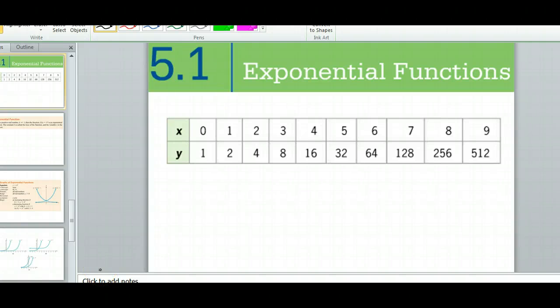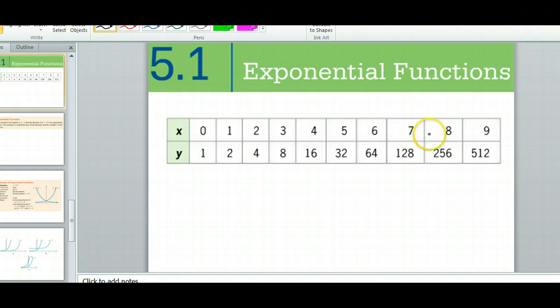This is your 5.1 notes. The first section is entitled Exponential Functions. Now, exponential has that root word exponent. So these functions deal with exponents, and the exponent is going to be the variable, is what we're going to see. Now, just to give an illustration here, I've got x and y pairs.